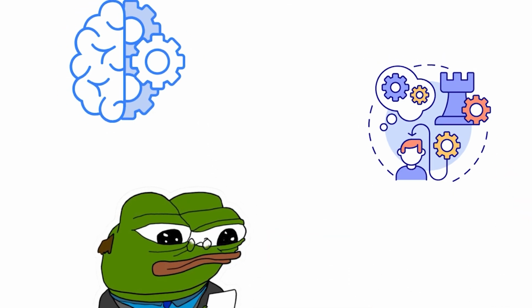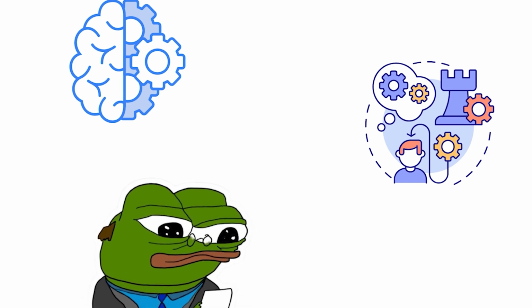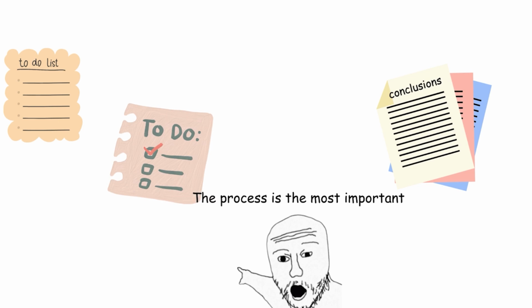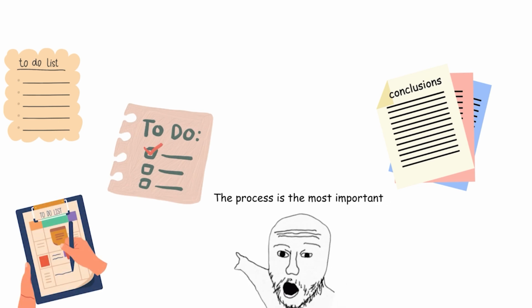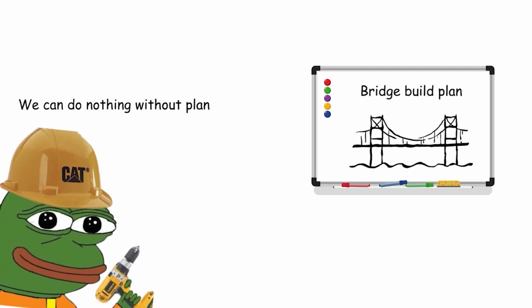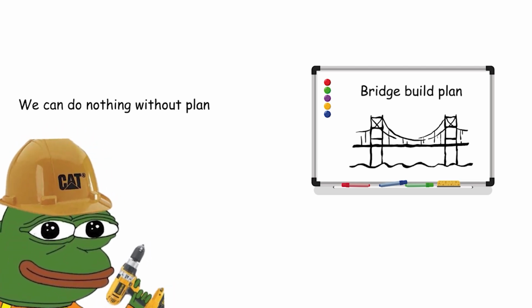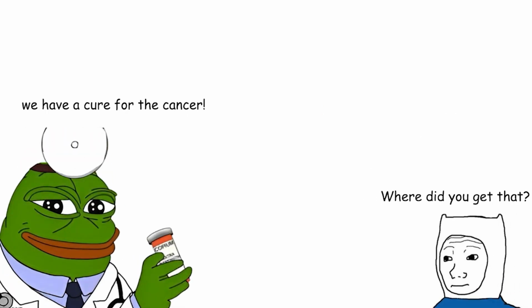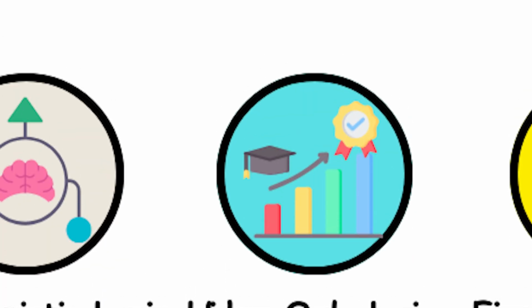Intuitionistic logic. This logic is based on the idea that only propositions that can be proven constructively are true. It focuses on how you arrive at a conclusion, not just its truth value. Imagine building a bridge. Only if you have a clear plan and construction method for the bridge is it considered true in this logic. Example, you can't just say, there exists a cure for cancer without a constructive way to find it.